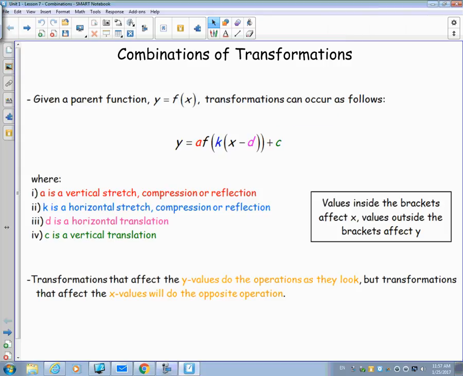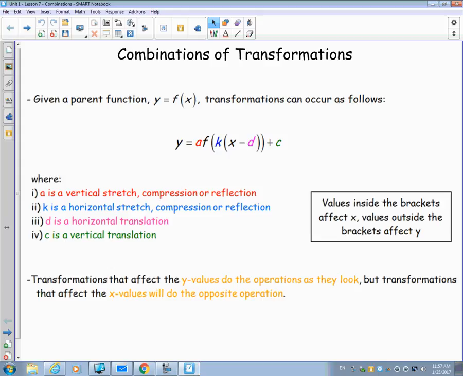In this lesson, we're going to put together everything from the last 3 days. So parent functions, reflections, compressions, and stretches, and also translations: left, right, up, down. When we have a parent function, there are 4 different spots you can put numbers: the A, the K, the D, and the C. Now that can be awfully hard to remember sometimes. There are so many different parts and pieces.